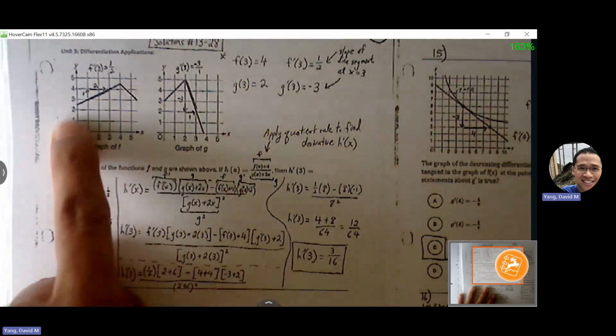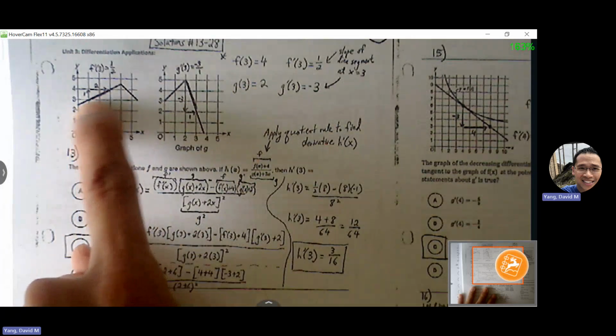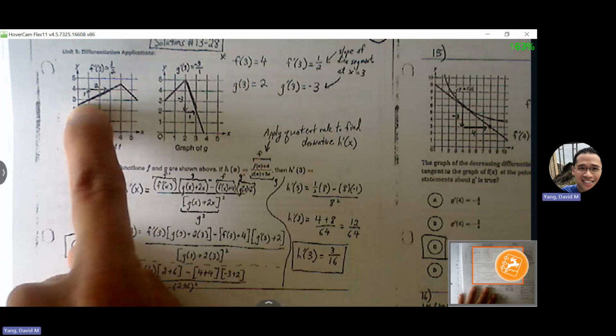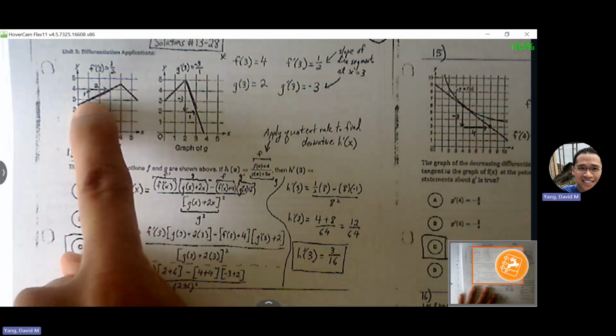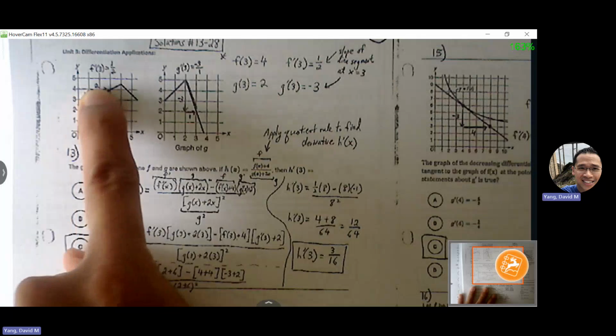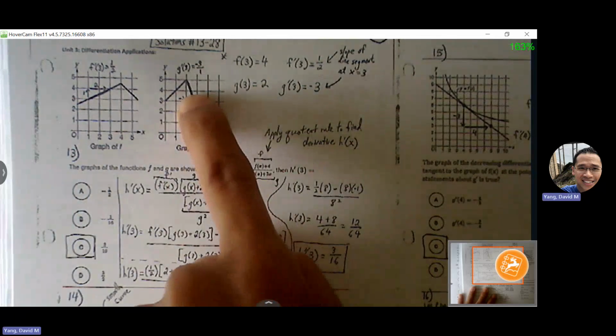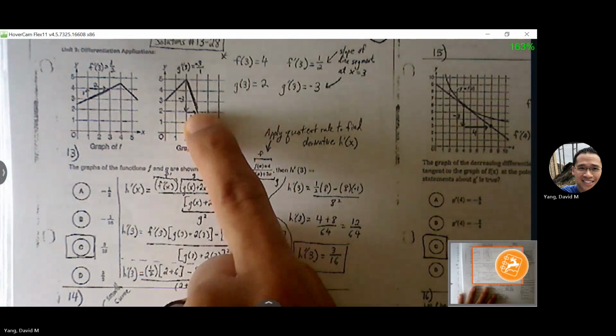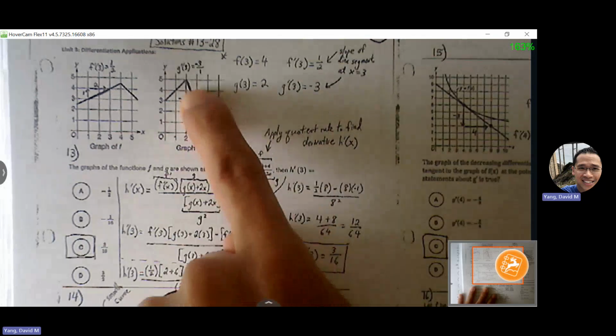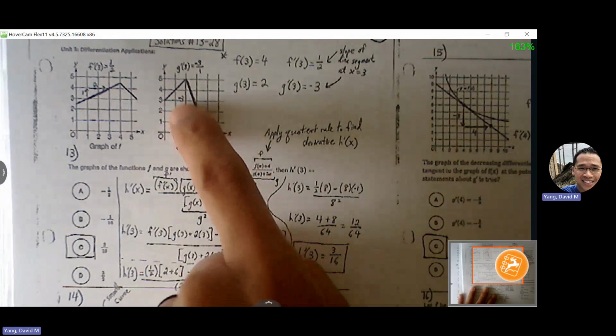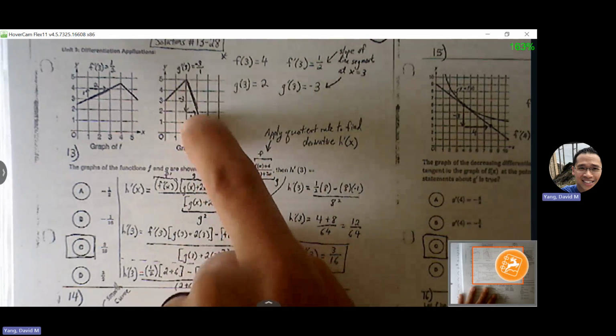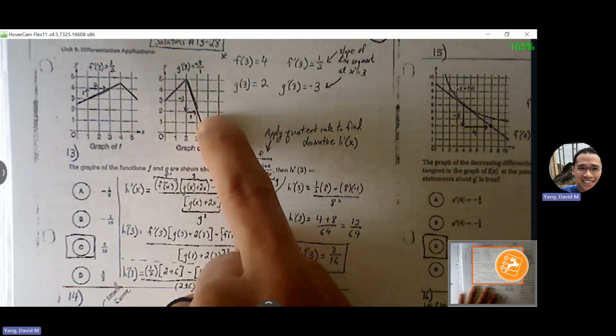f prime of 3 would be asking for the steepness of the graph at that point. So it's a nice linear graph here. So just pick any 2 points on this line and do rise over run. So up 1 over 2. And then g of 3 is 2. And then the slope of the g graph at 3 is negative 3. So the steepness of this line segment is down 3 over 1.